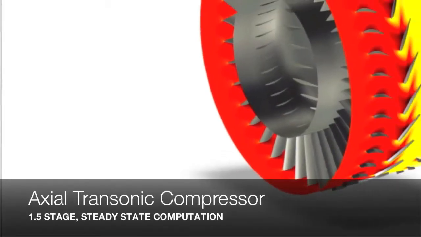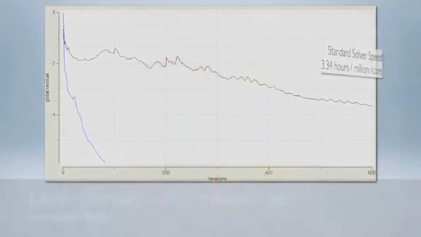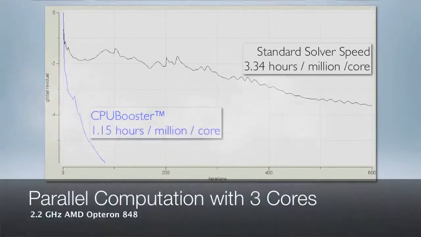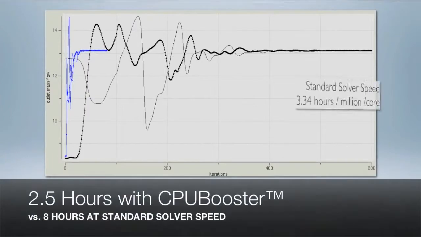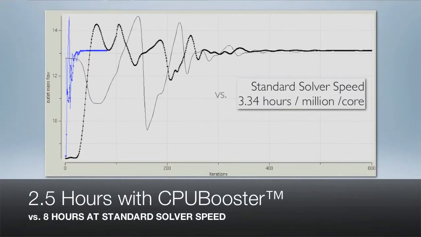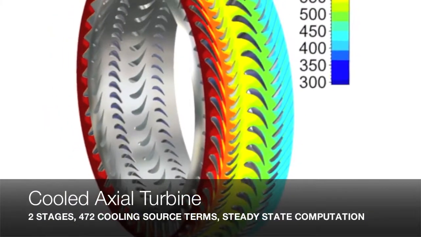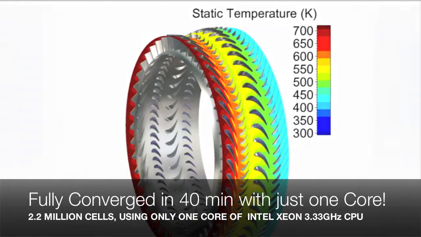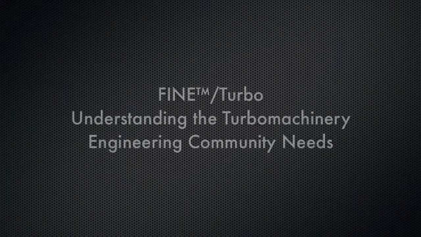This 1.5 stage transonic compressor is a perfect example of the benefits of CPU booster. With a mesh size of 6.5 million cells, distributed on 3 processes, at standard solver speed, convergence is reached after nearly 8 hours. With CPU booster, convergence is reached in only 2.5 hours. An additional interesting example is a cooled 2-stage axial turbine. With a grid size of 2.2 million cells, this model may be solved in only 40 minutes in serial mode with CPU booster.